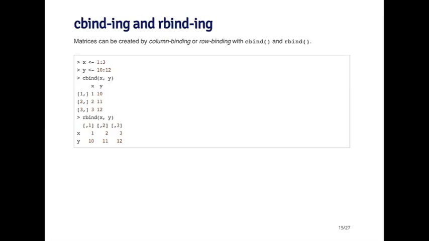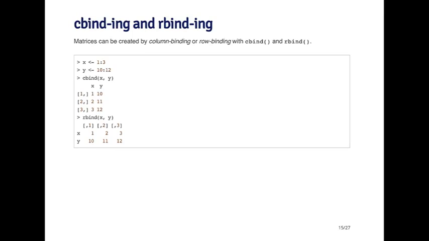Another way to create a matrix, and this is a common way, is by binding columns or binding rows. Column binding and row binding can be achieved by the functions cbind and rbind. For example, suppose I have the two objects x, which is a sequence from 1 to 3, and y, which is a sequence from 10 to 12. If I cbind those two objects, then I'll get a matrix where the first column is 1 to 3, and the second column is 10 to 12.